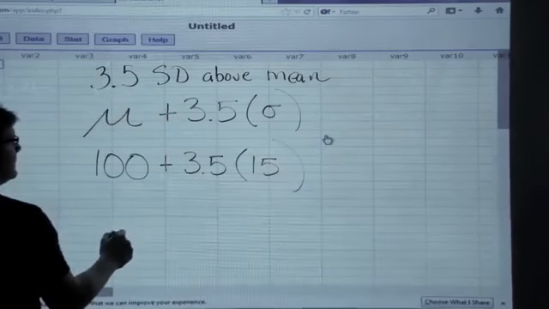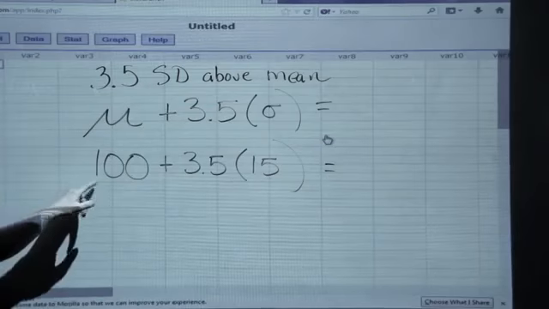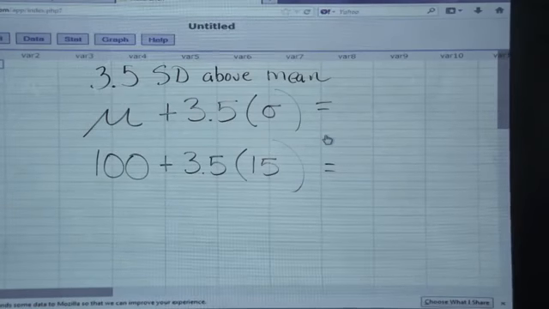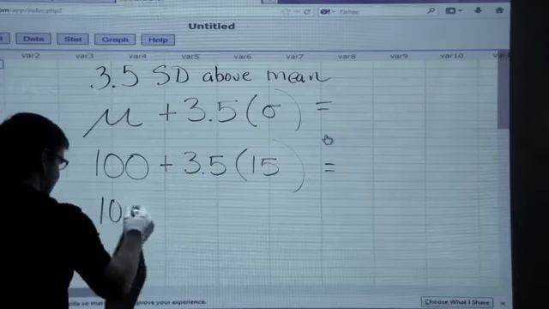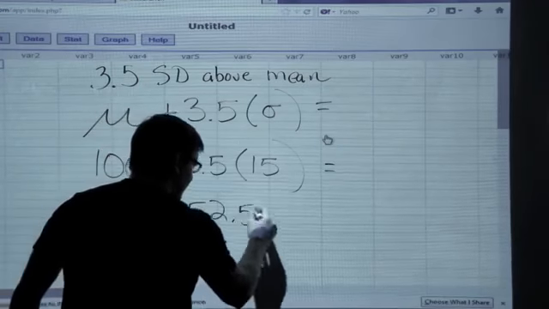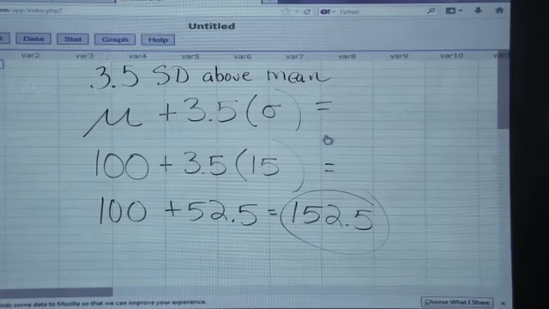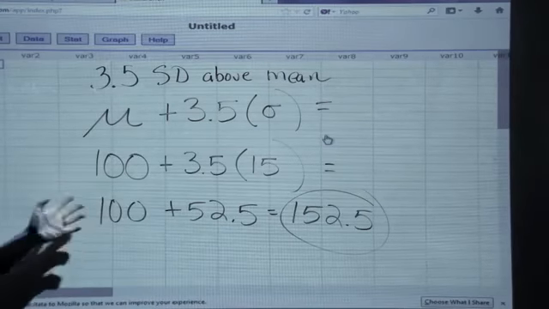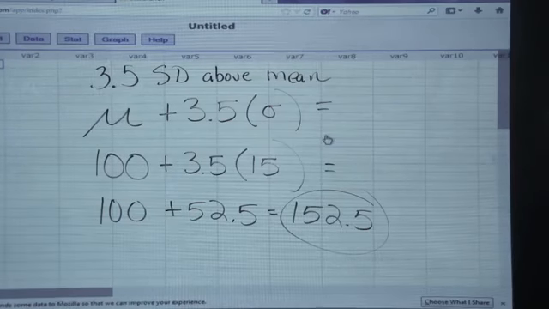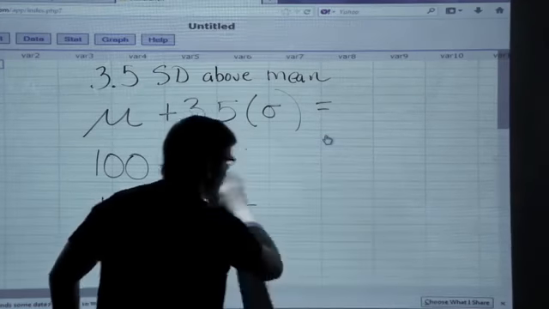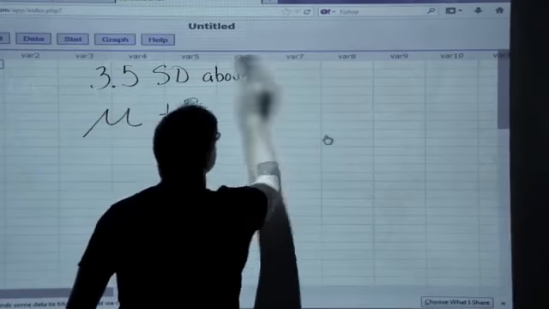Some equal signs here. And so 3.5 times 15 is going to be, I'm sure I have it written down here, 52.5 points. So this is 100 plus 52.5. Pretty high IQ, right? And so that's the number that we need. We sort of had to do a little bit of work before we went to the tool. 100 plus 52.5, 152.5. So that's the number that we need. I'll erase it. We'll go to the StatCrunch tool and we'll get the answer.